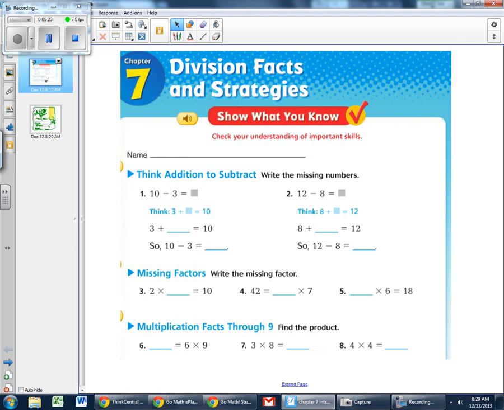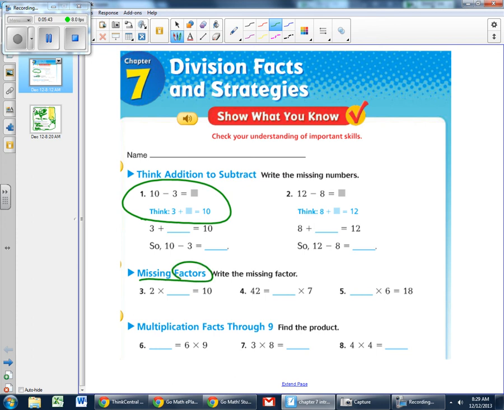Taking a step backwards, you're going to go back one page to page 251 and show what you know. So you're going to start by thinking with addition and subtraction and write the missing numbers. So it looks like they're kind of setting up a little fact family here, or related facts for you. The second part, you're doing missing factors. Factors is a multiplication word, so you're going to figure out what 2 times what equals 10. And then you're just practicing some multiplication facts.